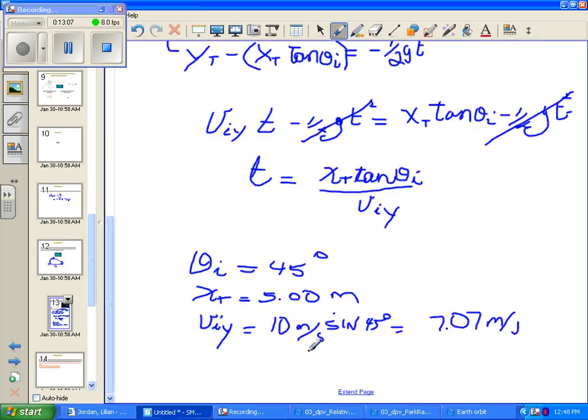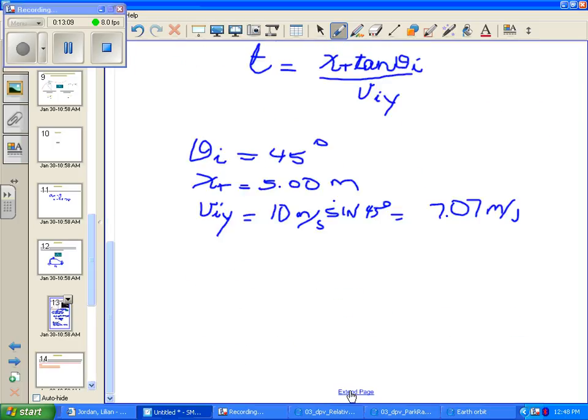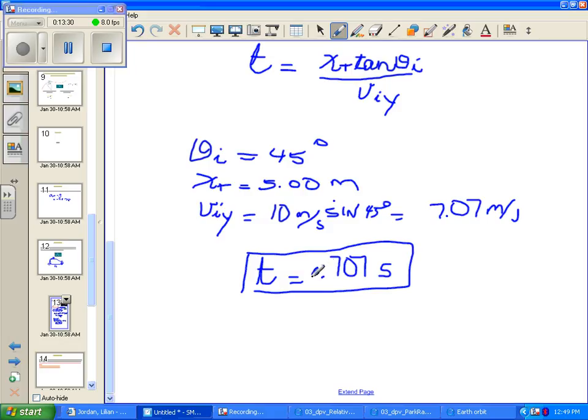Putting all this together, we see that in fact the monkey will only have 0.707 seconds from the time he drops before he will become the target of the projectile. Or we might say the projectile will strike the target 0.707 seconds after being launched. All right, next problem.